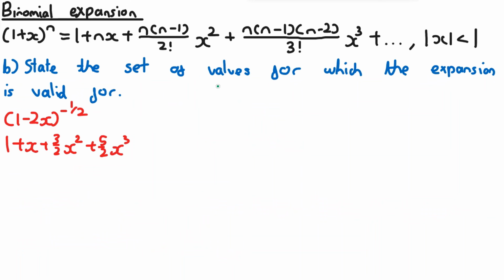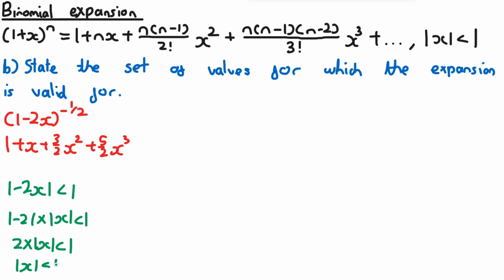And then for part B, we need to state the set of values for which this expansion is valid. So what we need to do is sub this minus 2x here into here to modify this. So it's going to be the modulus of minus 2x is less than 1. Remember, we sub the minus 2x as the x, which we can write as the modulus of minus 2 times the modulus of x is less than 1, which is just going to be 2 times the modulus of x is less than 1. So therefore it's going to be the modulus of x is less than a half. So the values of x that we can sub in are when the modulus of x is less than a half.